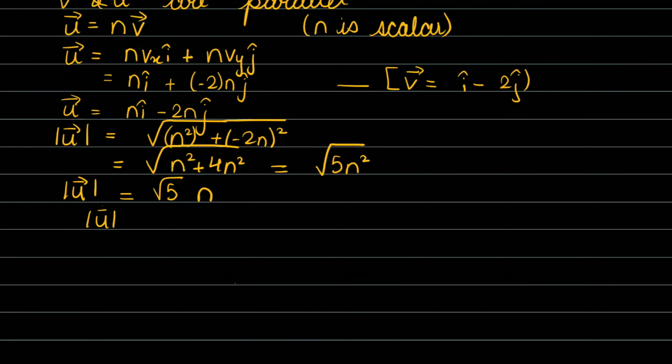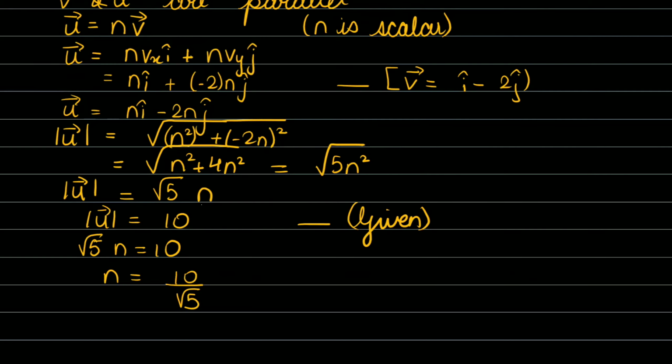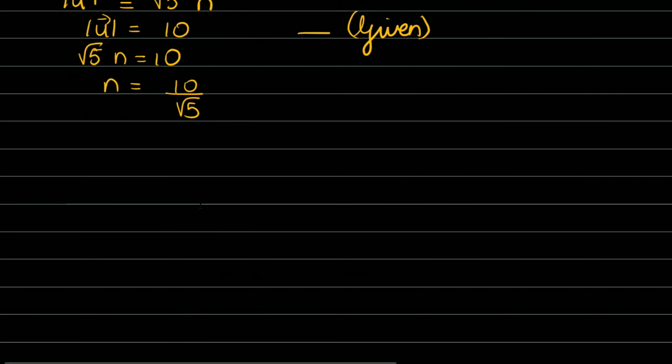It is also given in the question that the magnitude of u is 10. We also have the value for the u vector, which is root 5 into n. So comparing both the values, we get root 5 n equals 10. So the value for n we got is 10 divided by root 5. After solving this, we get 2 root 5.